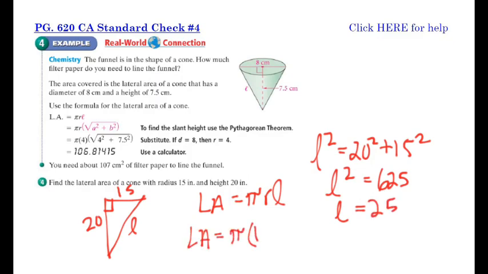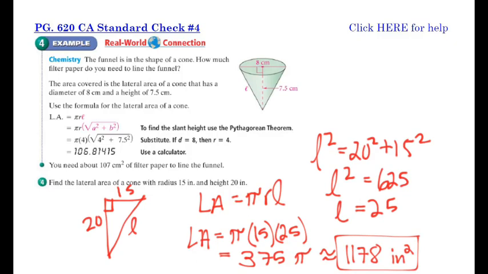So that's all we need for the lateral area, which is pi r L, where r is 15, and L we figured out to be 25. Plug those in, you get 375 pi, or around 1,178 square inches.